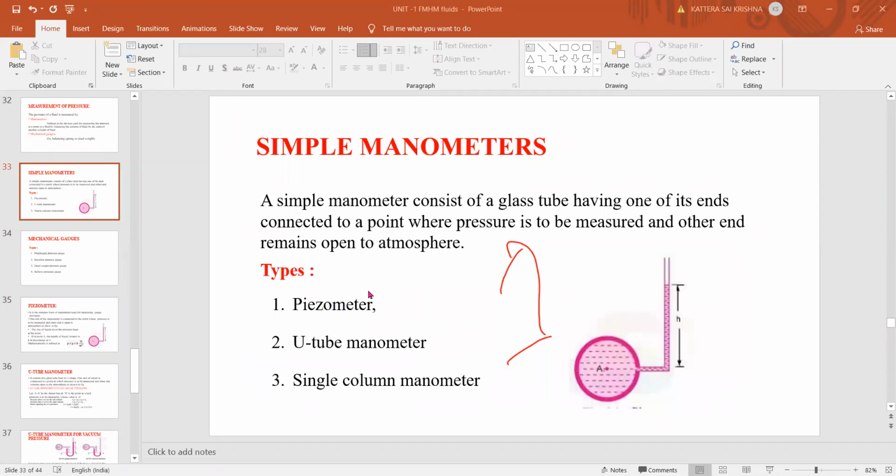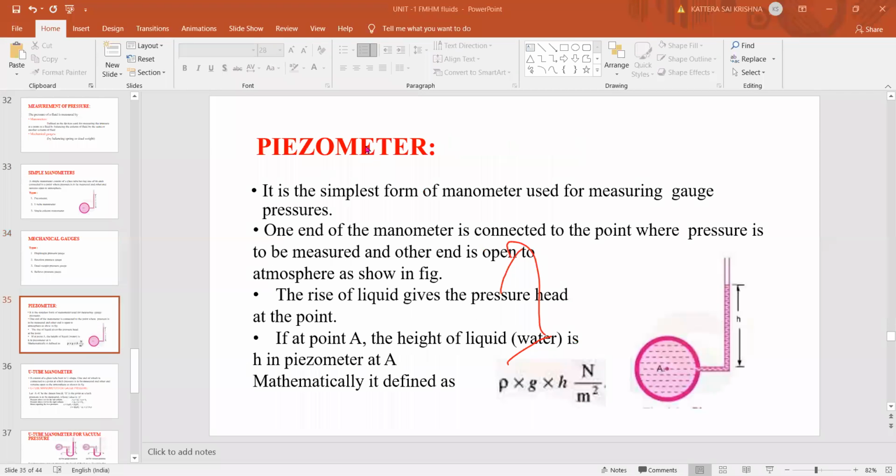In that, the first one is your piezometer. Piezometer is just the simplest form of manometer used for measuring pressures. Okay, so we have already seen it. A tube will be fixed to the pipe at the point where we need to measure the pressure, right? So one end of this manometer is connected to the point where the pressure is to be measured, and the other end is open to the atmosphere like this.